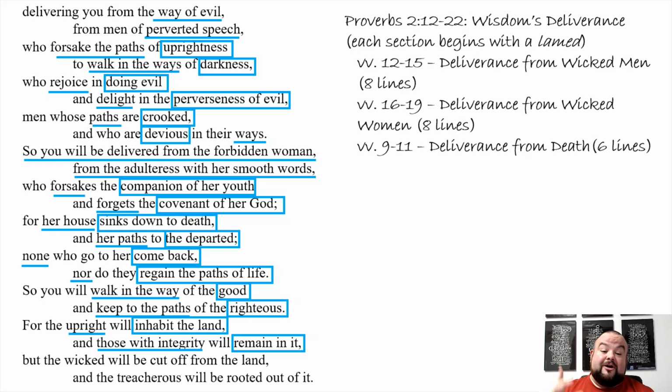So when you look at the whole stanza, we could have maybe colored them red because of how they work with each other. But the wicked, as compared to the upright, will be cut off from the land, and the treacherous will be rooted out of it. If you go through the Old Testament, especially the law of Moses, and look at this idea of being cut off from the people or from the land, what you're talking about is death.